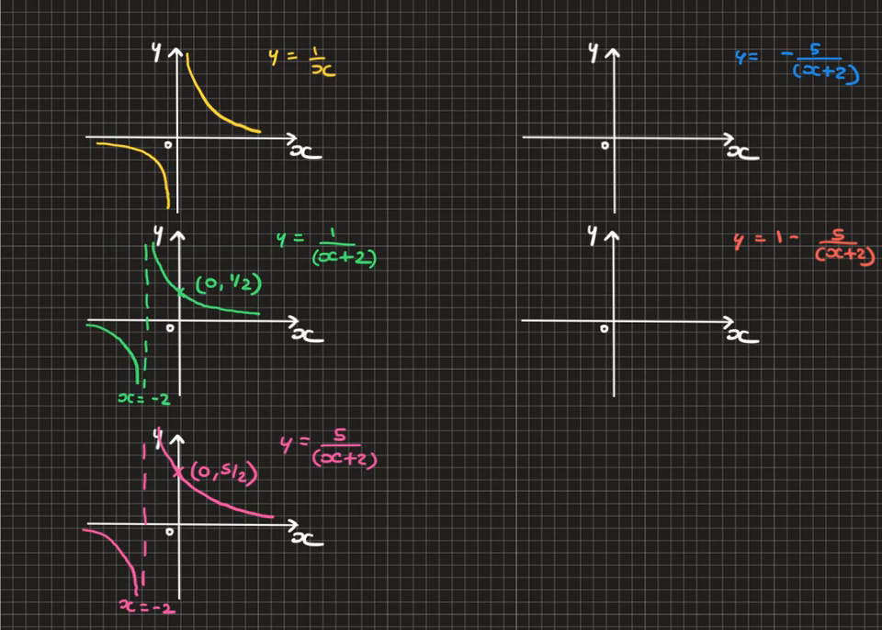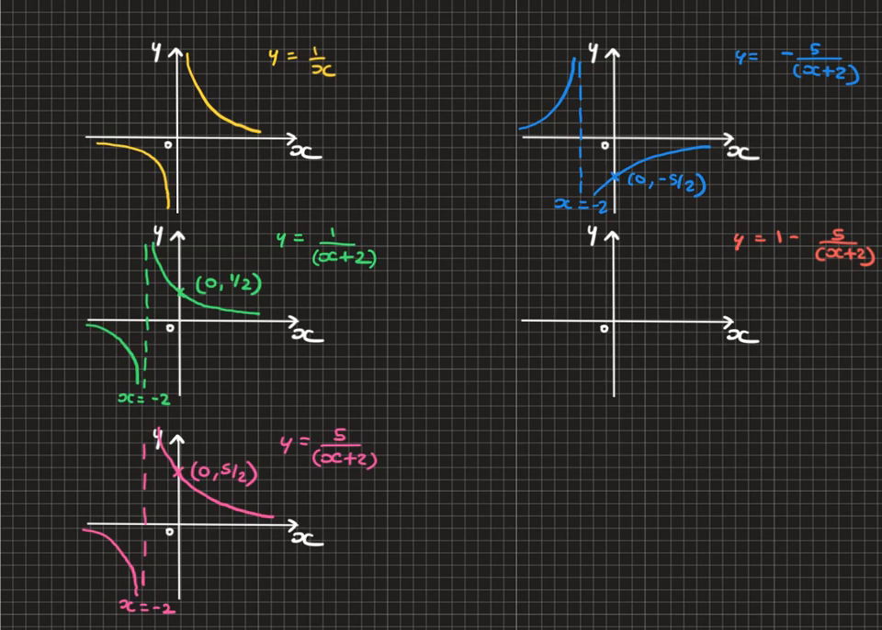Now, in the next stage, we have a reflection in the x-axis. So we still have this vertical asymptote at x equals -2, but our previous y-intercept will become 0, -5 over 2 like this, and we have our graph here, and here the x-axis remains an asymptote as well.